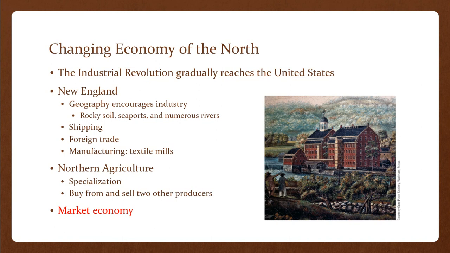There's still going to be agriculture in the north, but when you're a farmer in the northern states, you generally specialize in one or two things rather than producing everything you needed for your household. You would produce corn or wheat. And then for the other things that you need for your day to day life, you would buy from others.